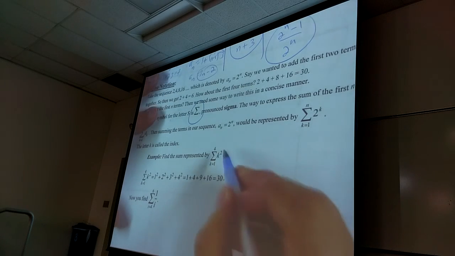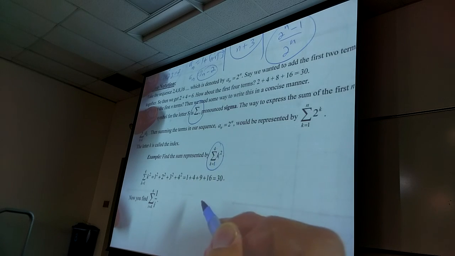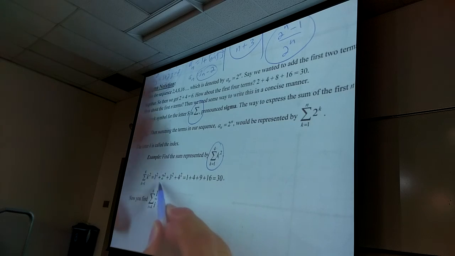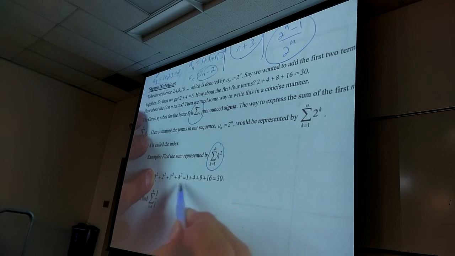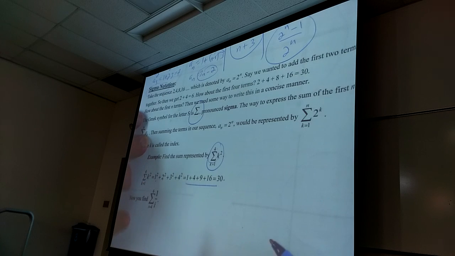So for example, all the symbol is asking me is add up k squared if k goes from 1 to 4. So if k is 1, you get 1 squared. If k is 2, you get 2 squared. So forth, and then you just add them up. That's crazy. So the big Greek letter S stands for sum up these things.